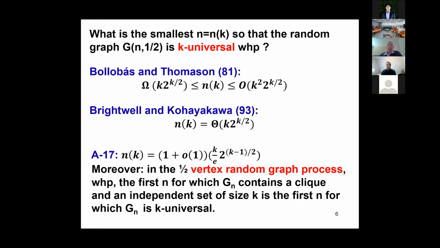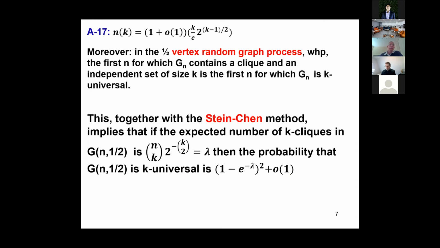And moreover, if you look at the half vertex random graph process, so we generate this random graph process starting with one vertex and adding vertices one by one, always connecting them to the previous ones with probability half, then the first value of n for which Gn contains a clique of size k and an independent set of size k is with high probability the first value of n for which Gn is k universal. Once it contains a clique and an independent set, it contains everything. And this, in fact, together with a Stein-Chen method, can give even some precise estimate for the probability.